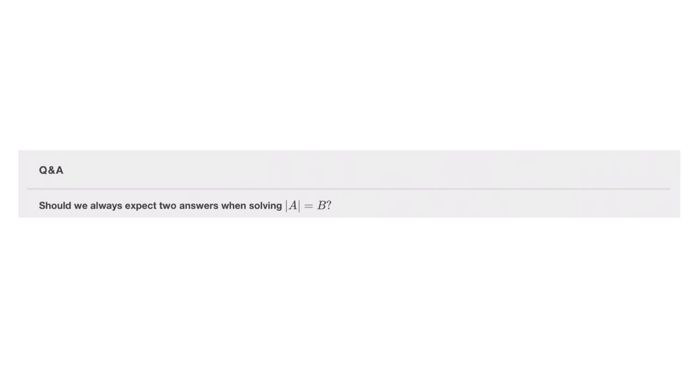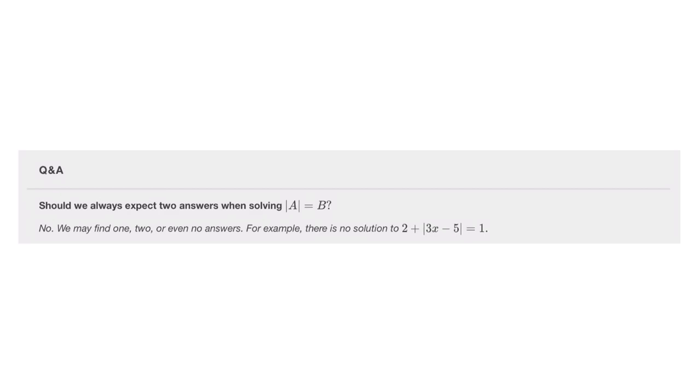Should we always expect two answers when solving the absolute value of a equals b? Not necessarily. Like if b were 0, then I think we would expect one result instead of 2. We may find 1, 2, or even no answers. For example, there's no solution to the one that's shown.